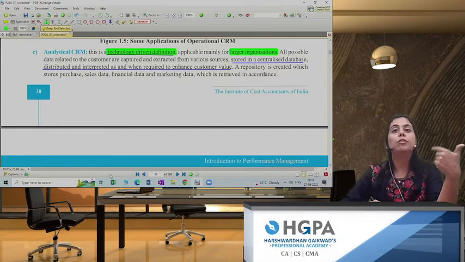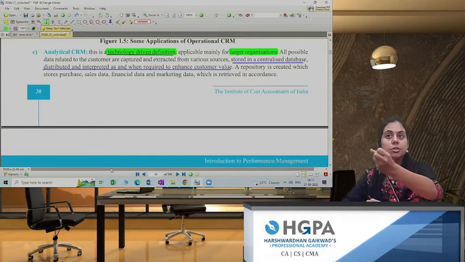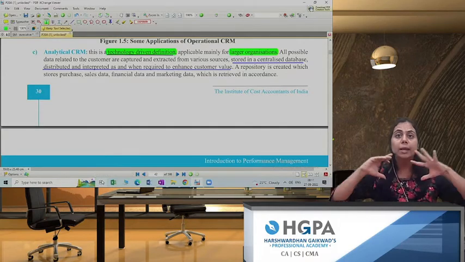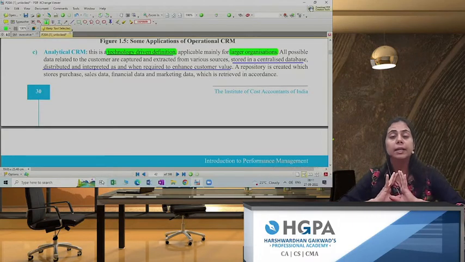So, here what are we going to analyze? We are going to extract the information from the market. We are going to capture the information from the market. We are going to analyze the information. We are going to make a centralized database where the entire data relating to the customer is stored.